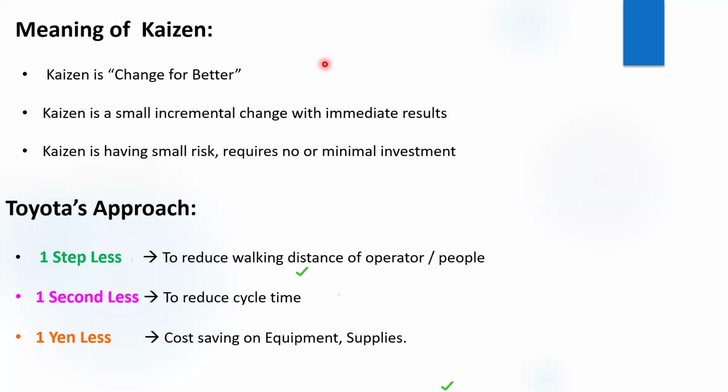So Kaizen is a change for better, or you can say Kaizen is an improvement in self, a change in thinking. It is an incremental change with immediate results. Kaizen has small risk, and it is Toyota's approach: one step less, 1 second less, one inch less. That is also Kaizen.